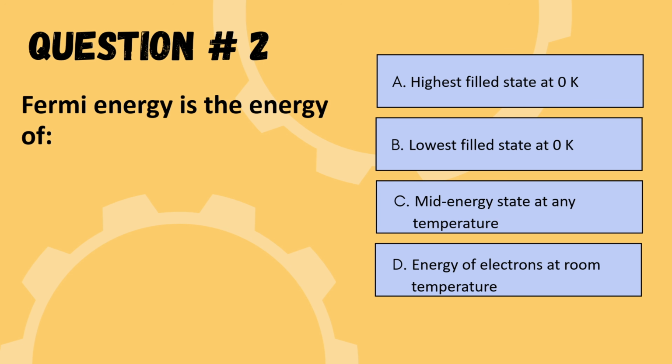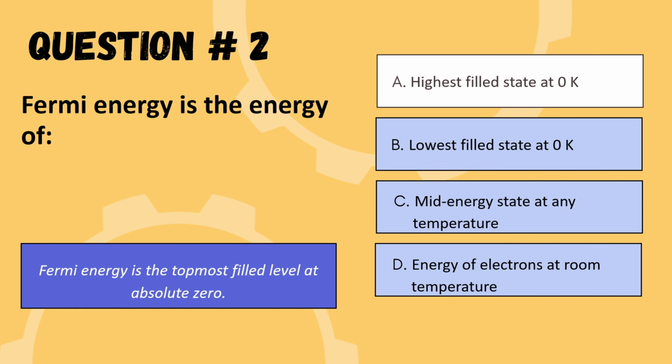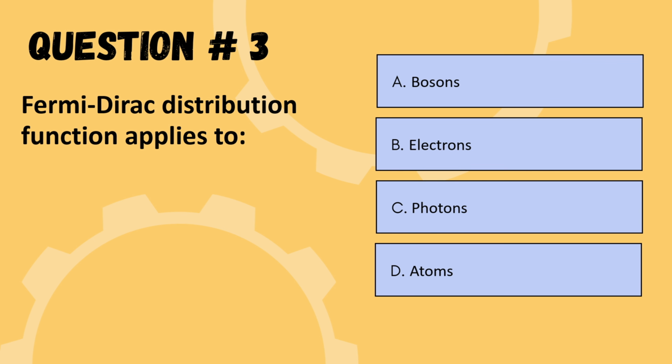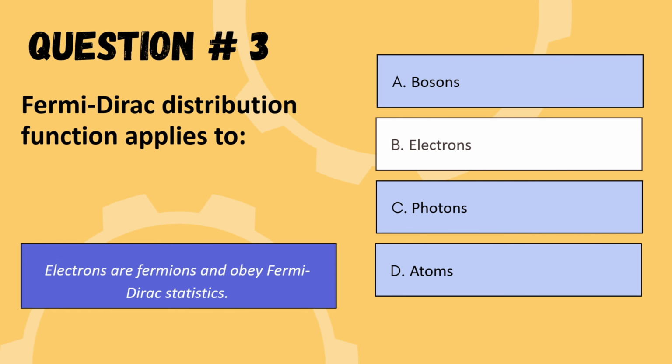Our next question is: Fermi energy is the energy of. Options are highest filled state at 0 Kelvin, lowest filled state at 0 Kelvin, mid energy state at any temperature, energy of electron at room temperature. So the correct option is option A, highest filled state at 0 Kelvin. So we are moving to the next question. Next question is: Fermi-Dirac distribution function applies to. Options are bosons, electrons, photons or atoms. So the correct option is option B, electrons. So we are moving to the next question.